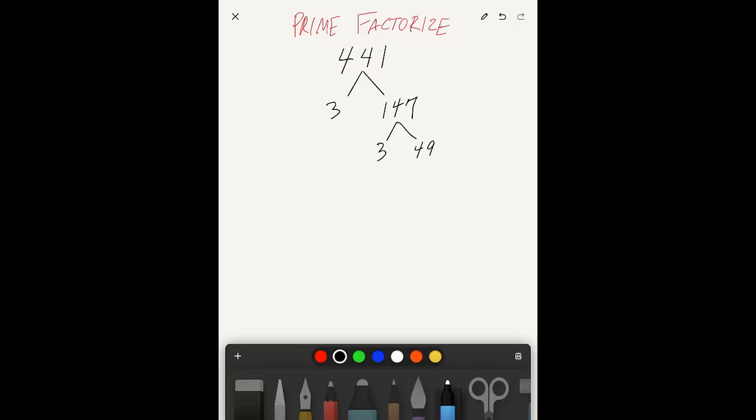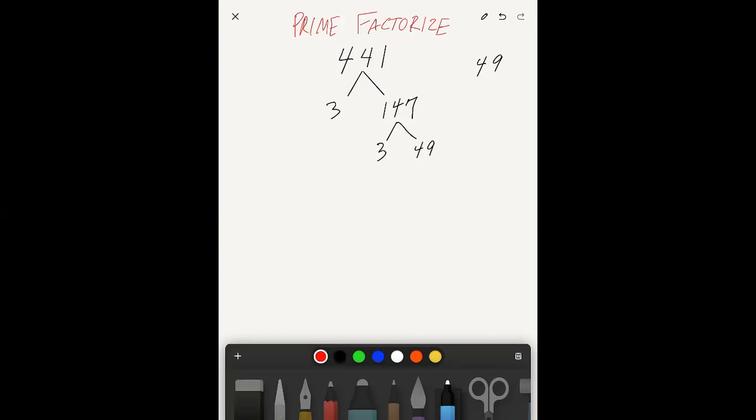Now, this number here is not divisible by 2, it's not divisible by 3, it's not divisible by 4, it's not divisible by 5, it's not divisible by 6, but it is divisible by 7. And let me use that divisibility rule. Now, this is a little weird, but obviously if you know your multiplication facts, you know that this is 7 times 7.